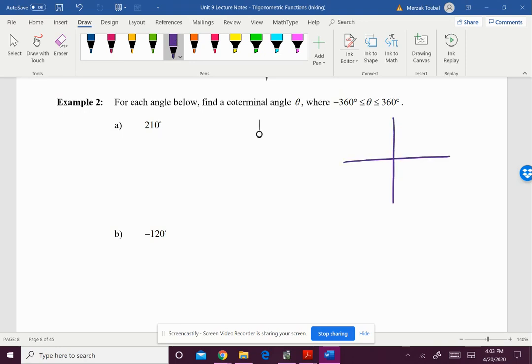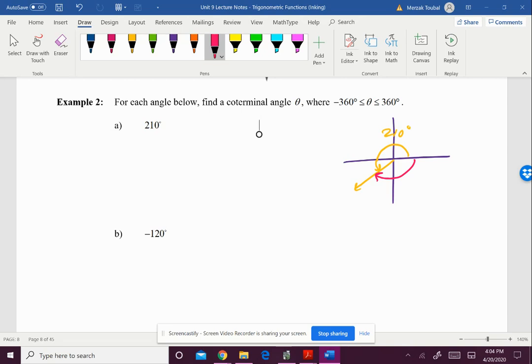So if we sketch the figure, 210 is a bit greater than 180, at the 30 degrees. So that's 210. Now, to find a coterminal angle whose measure is in between negative 360 and 360, that angle must be negative, because this is the only angle that is less than 360, greater than negative 360, and it is coterminal with 210. You wouldn't be able to find another one.